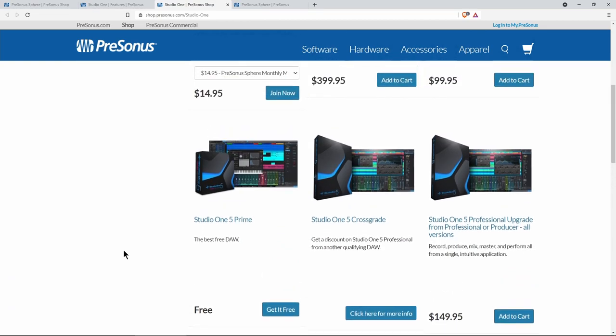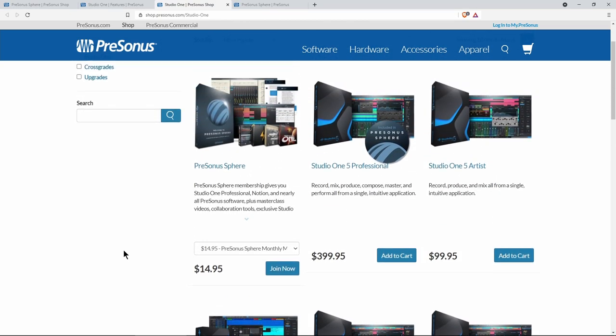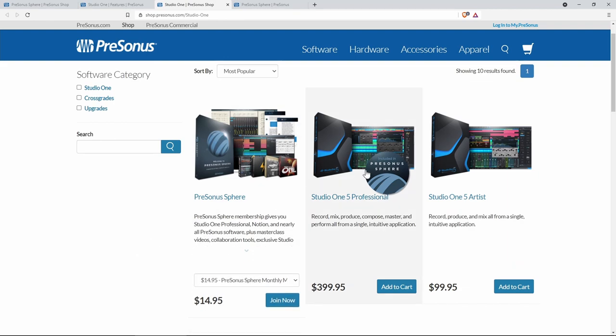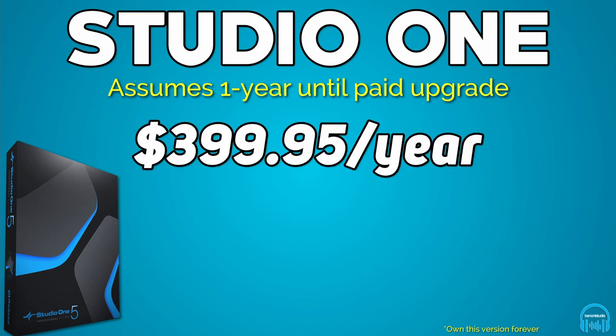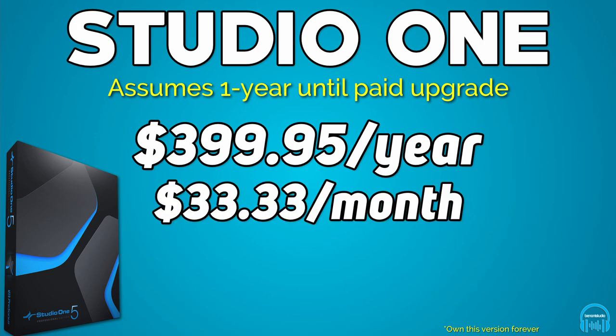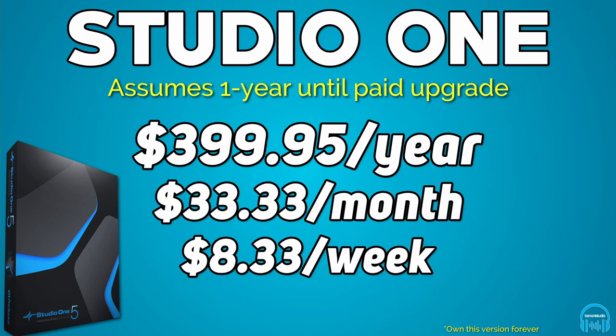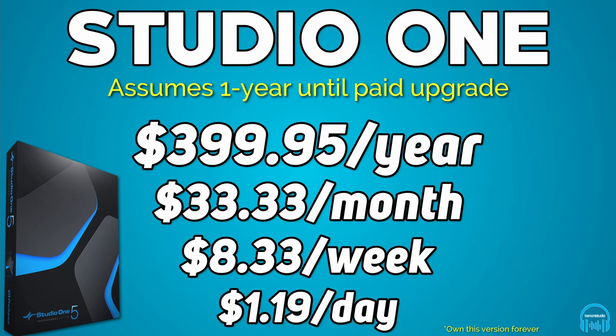The cost of Studio One Professional today is $399.95, and let's assume it's a full year before version 6 comes out, which would be a paid upgrade. Now, these numbers will be drastically different depending on the exact release schedule of new versions. There may be more time, there may be less, but let's say 1 year. That would come to $399.95 to be on the latest version for 1 year, or $33.33 per month, or $8.33 per week, or $1.19 per day.